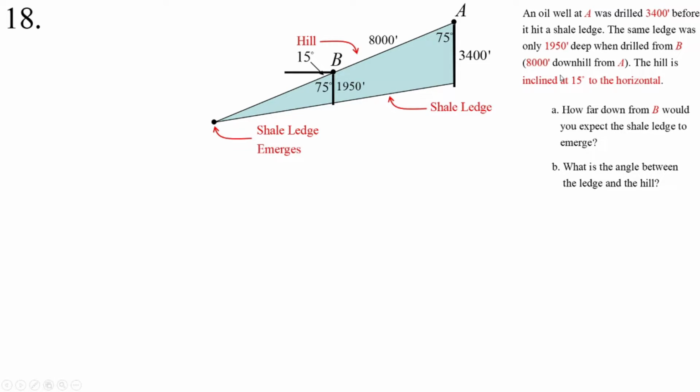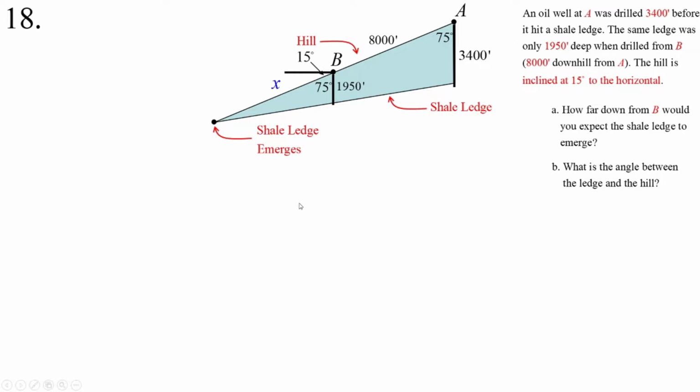And again, I'm trying to model diagramming and just reading the problem and putting given information right into the diagram, using a lot of geometry and such. And then part A: how far down from B would you expect the shale ledge to emerge? So see that point right there? That's where the dirt from the hill ends, and if you kept going, this is shale now right here, because this is all a big old shale ledge. So they want to know the distance from B to that point right there. So let's throw a variable in there. How about we call that an x?